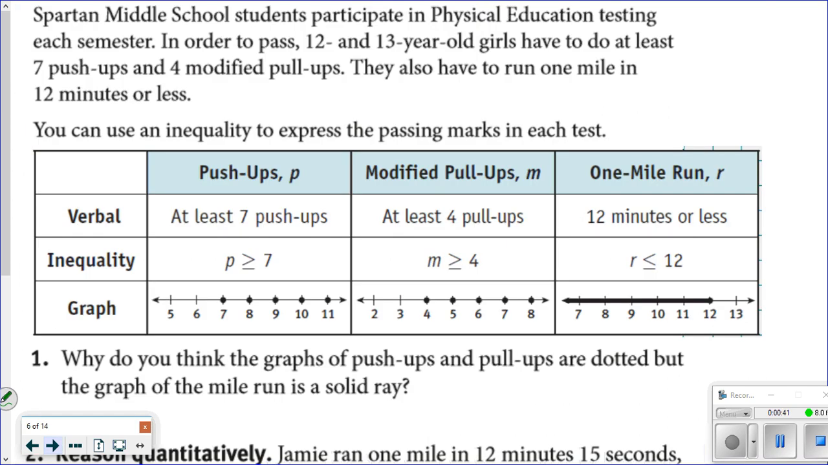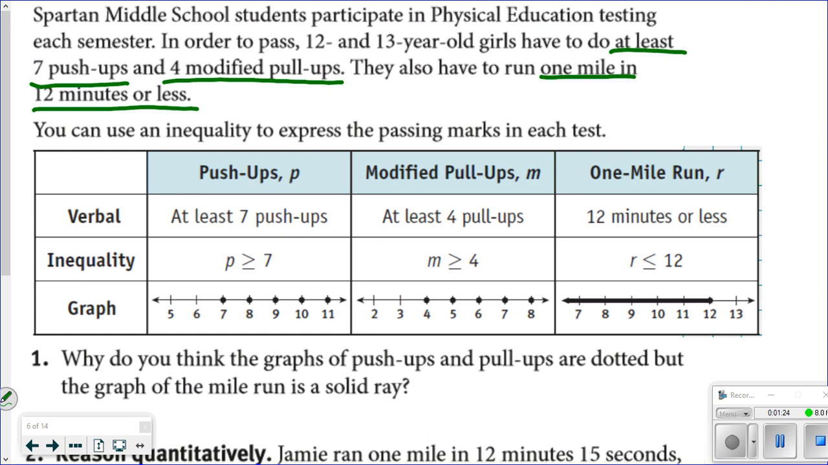Go ahead and read this paragraph about Spartan Middle School students. They're participating in physical education testing each semester. Some of you might do this here at the high school every trimester. In order to pass, 12 and 13-year-old girls have to do at least 7 push-ups and at least 4 modified pull-ups. They also have to run 1 mile in 12 minutes or less. So there are 3 different requirements here.